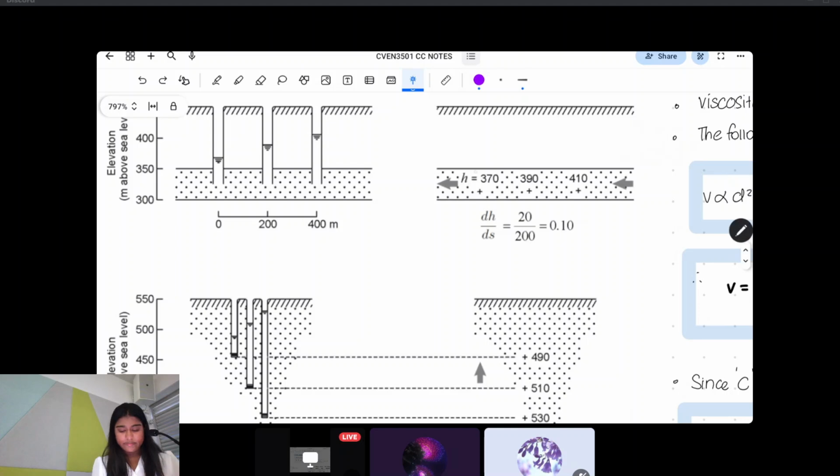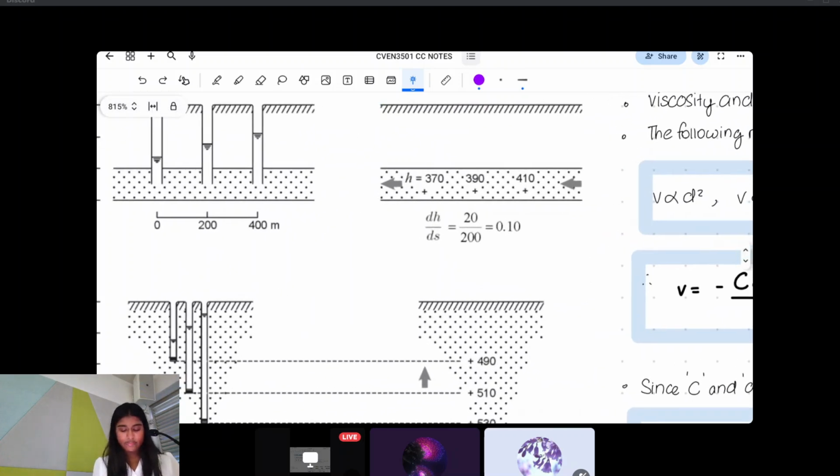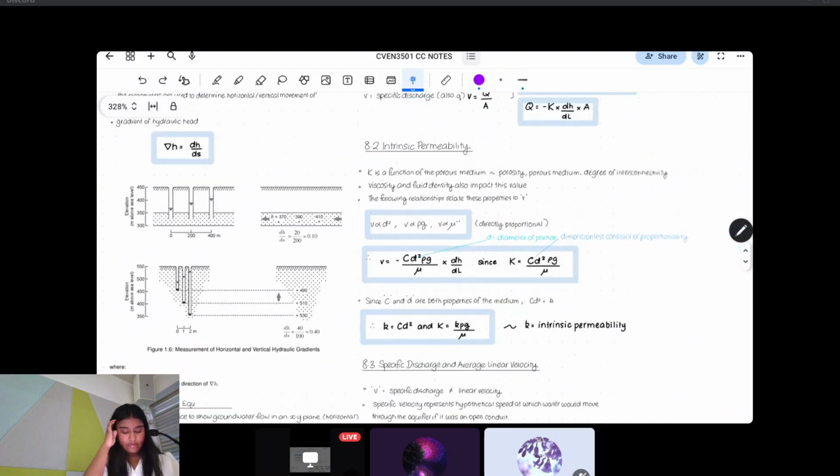So here the hydraulic head from this point to this point is just 20, and then you divide it by the distance to get the ratio that you're looking for, the gradient, which is 0.10. Does that make sense to everyone? Or would you like me to go through it again?